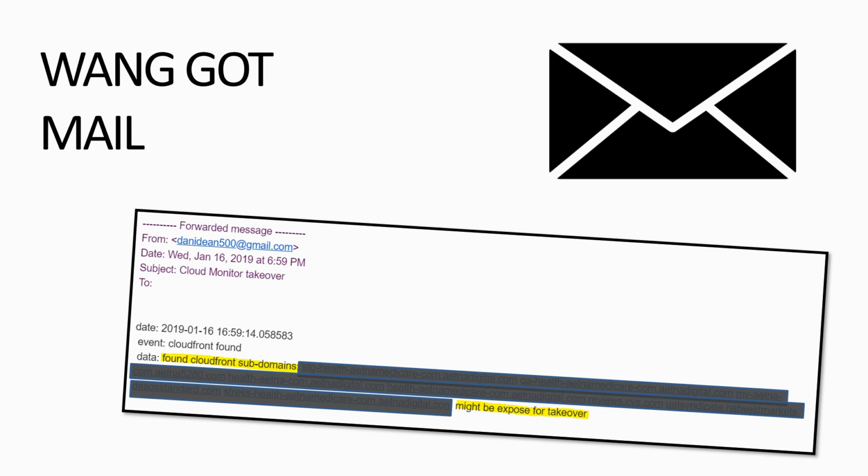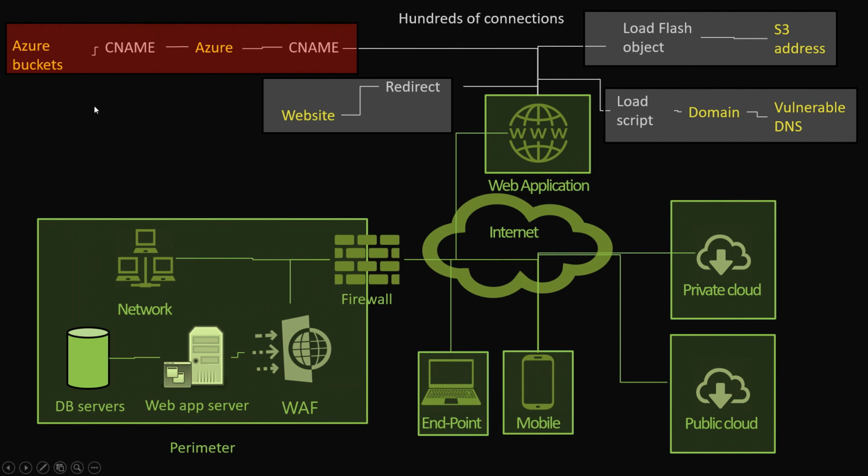Wang just got a mail that says a very simple thing. One of the connections of the bank has just been released and has been exposed for a takeover. That's exactly what Wang waited for. If we take a look again at the security architecture of the bank, we can see that the red area is now exposed to takeover by Wang.